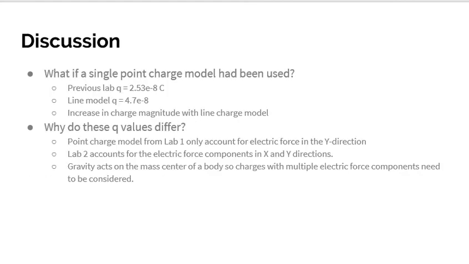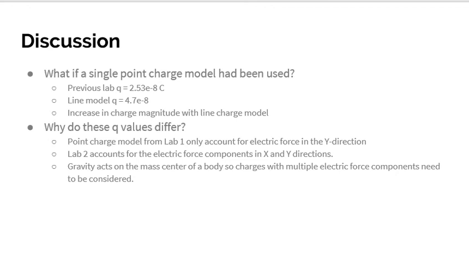If a single point charge model had been used to calculate the charge magnitude, 2.53 times 10 to the negative 8, the original estimate would have been the value of Q. However, using the series of point charges instead of just one single point charge, the charge was found to be 4.7 times 10 to the negative 8 coulombs, about twice as large as the estimate from the previous lab.